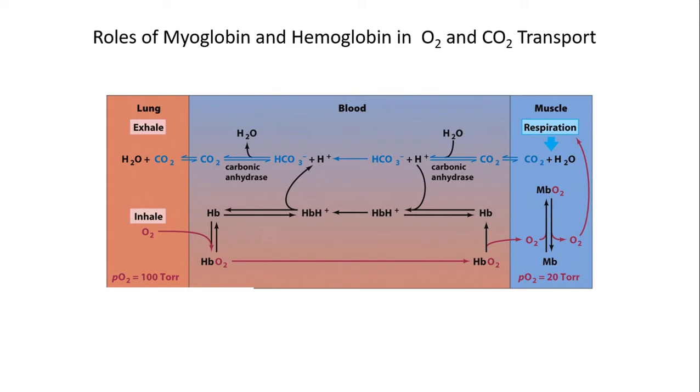So how does this work in vivo or in our bodies? So myoglobin and hemoglobin both transport oxygen, and hemoglobin also transports CO2. So hemoglobin picks up O2 from our lungs, transports it to the tissue, hands it off to myoglobin, which facilitates its delivery to respiring muscle tissue, and then hemoglobin picks up CO2 and takes it back to the lungs.